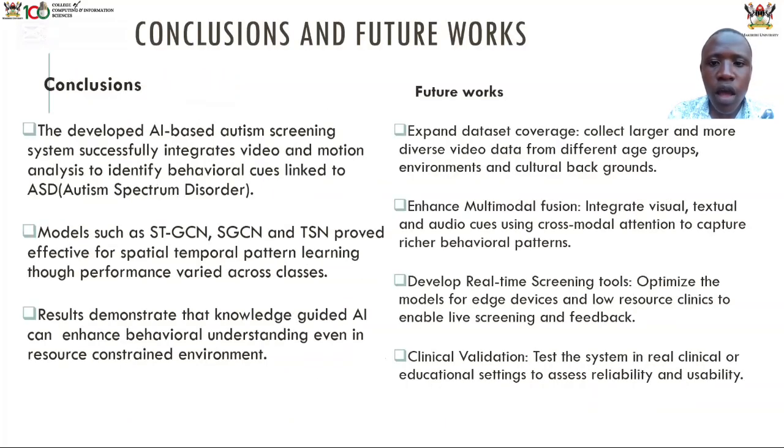In conclusion, our model worked well. The SGCN, STGCN, and TSN proved that they were effective, and our knowledge guidance system is working. So in the future, we hope to expand the data set. We hope to get clinical validation. We hope to involve other models. We could capture other things like audio cues.